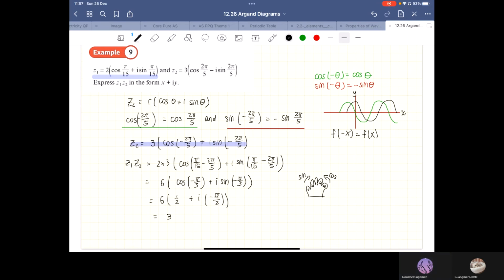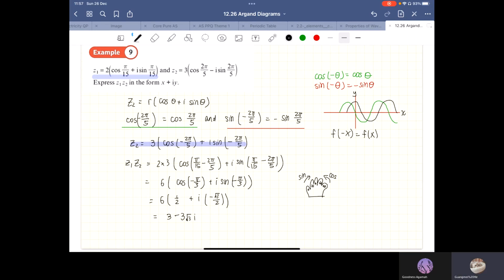-3√3. But do I still plus the i? I know. The i goes with the negative √3/2. So when you multiply a positive and a negative, you get a negative. So just minus 3/3 i. Do you see why it's minus 3/3 i, but not plus? Because of the negative √3. Yes, that's it. So that's our final answer for example 9.